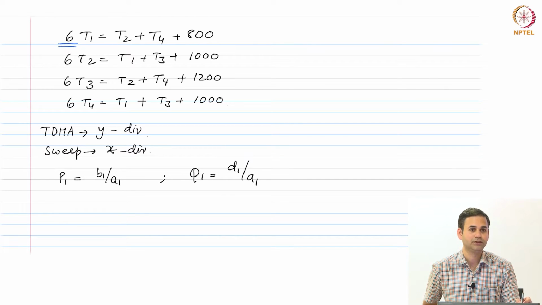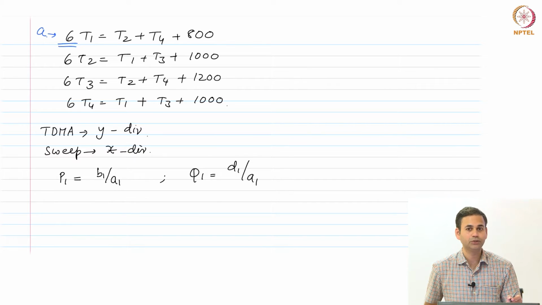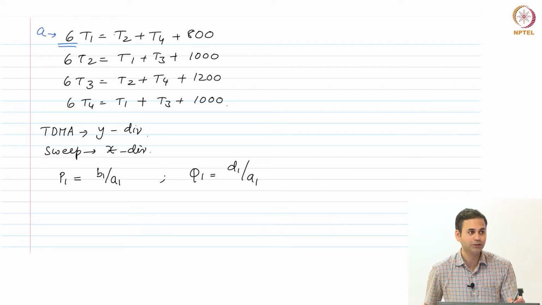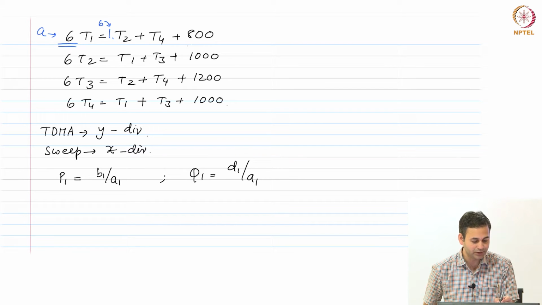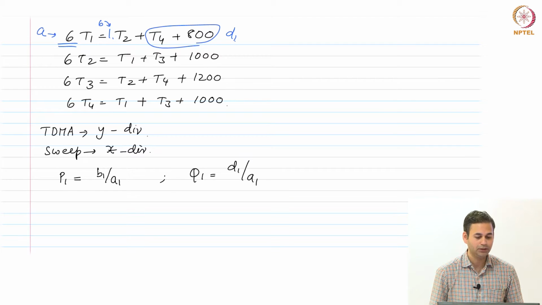A is 6, this is your A. What will be B? B is the one that is to the I plus 1. In this case it is actually J plus 1, so that is the coefficient of T2. So, this is 1, your B. What about C? C is 0, because you do not have a connection to T0. So, C1 is 0. What about D? T4 plus 800. Essentially, whatever is remaining is your D1.